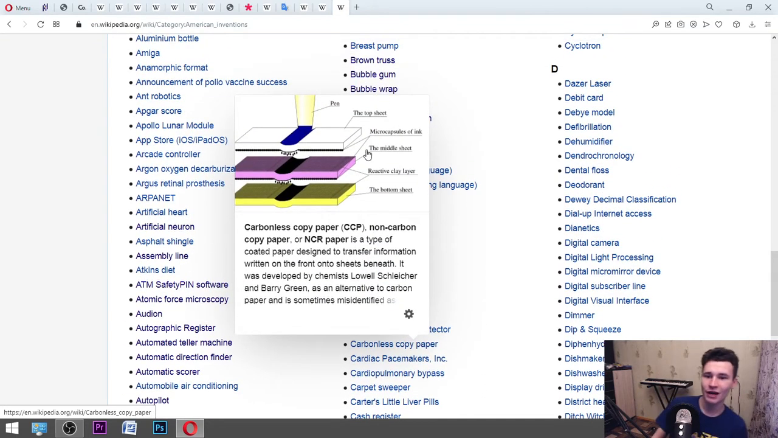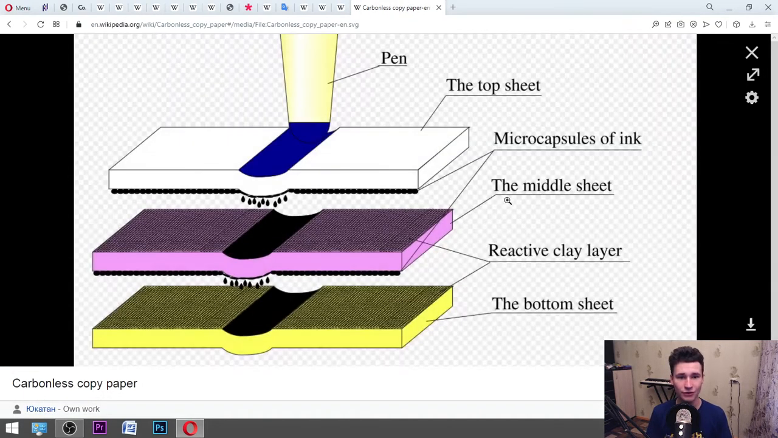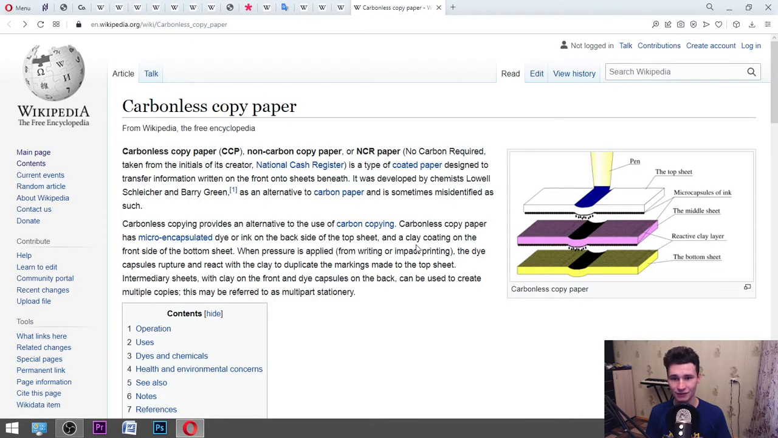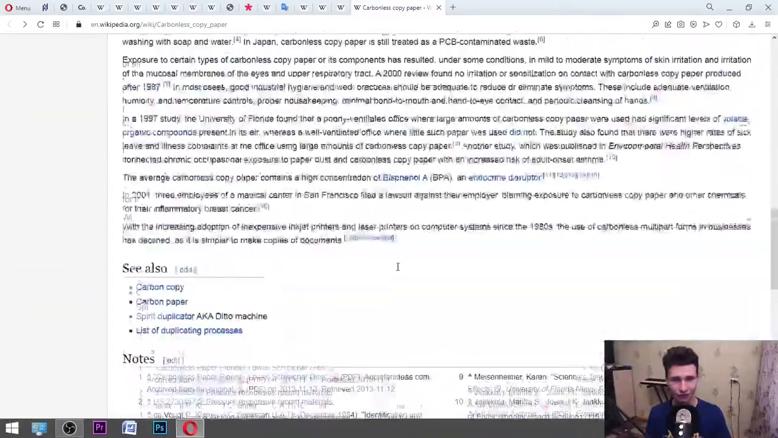Okay, carbonless copy paper, CCP, non-carbon copy paper, or NCR paper, is a type of coated paper designed to transfer information written on the front onto the sheets beneath. Wow, I didn't see this before. Let's take a look at this. The middle sheet, reactive clear layer, the bottom sheet, the top sheet, microcapsules of ink and pen. It is a specific paper, and that is how it works.